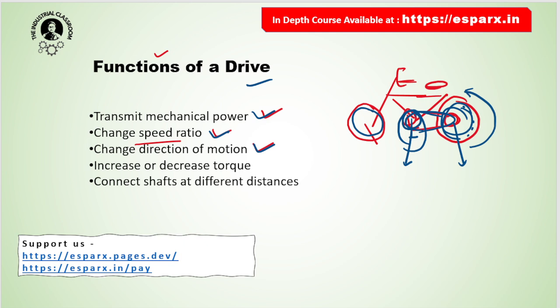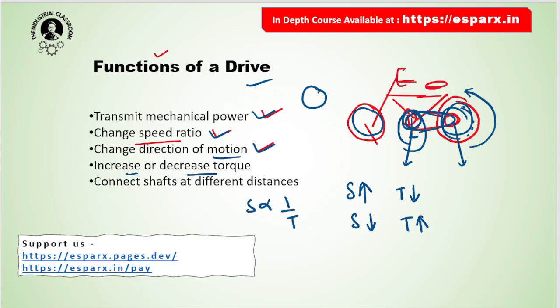In many cases, in gear drives you will see how it changes the direction of motion, and it increases or decreases the torque. We know that whenever the speed increases, the torque reduces. Whenever the speed decreases, the torque increases. So it is vice versa. Speed is inversely proportional to torque. Remember it, this is a very important thing, because whenever gears are used, we will see how on decreasing the speed, we will increase the torque.